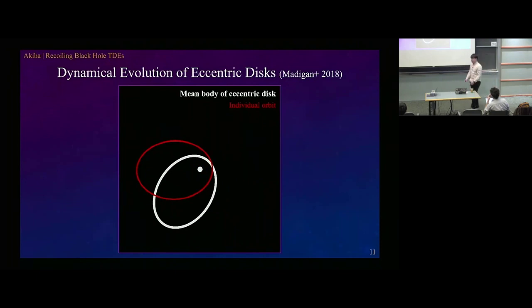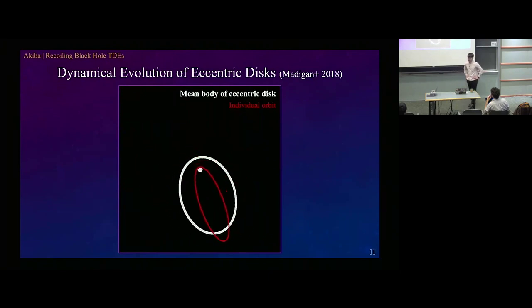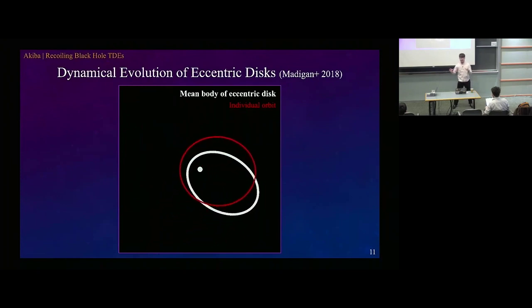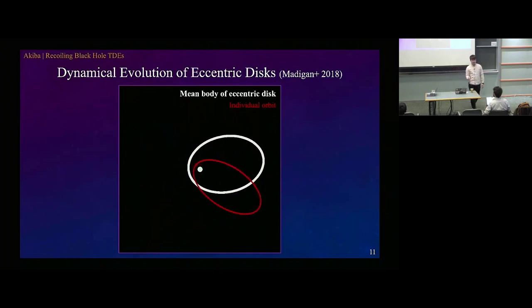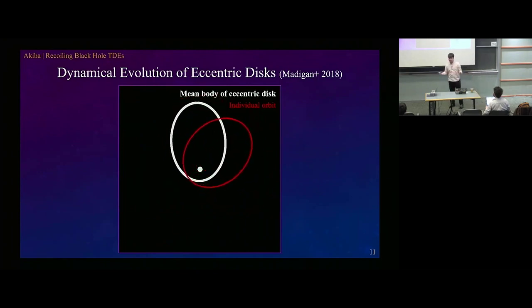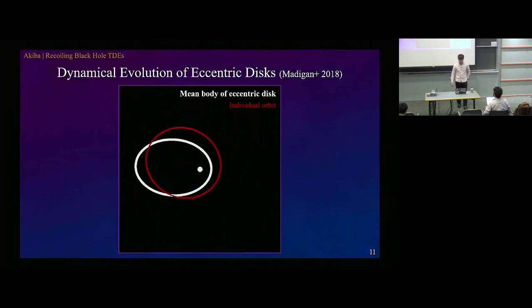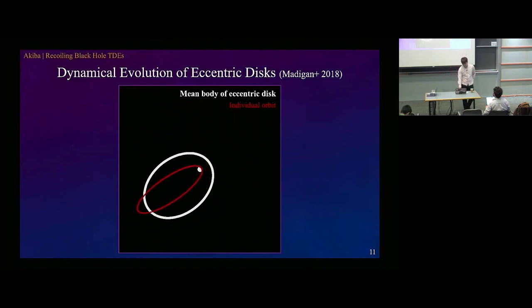And the exact opposite happens dynamically. You have a positive torque that is now felt by the red individual orbit, which is going to increase its angular momentum and decrease its eccentricity, and you get this oscillatory behavior where the red orbit is precessing ahead and lagging behind, and precessing ahead and lagging behind. At the same time, you get these really extreme eccentricity oscillations. So the orbit becomes eccentric and circular and eccentric and circular as it evolves in this eccentric disk.